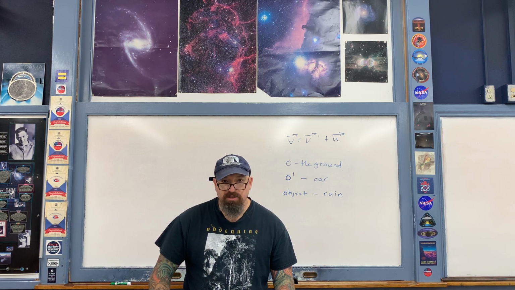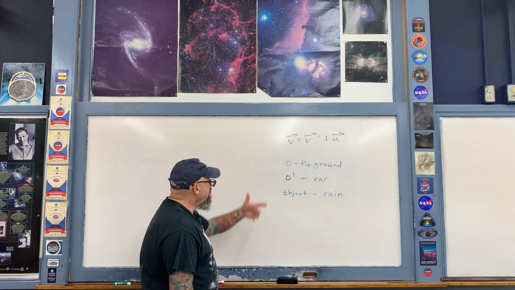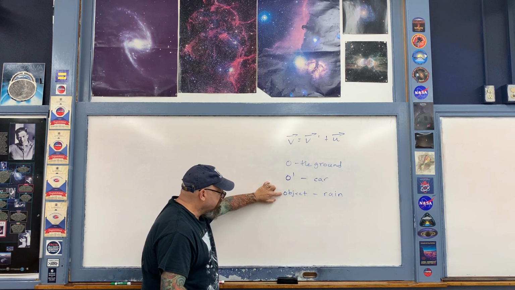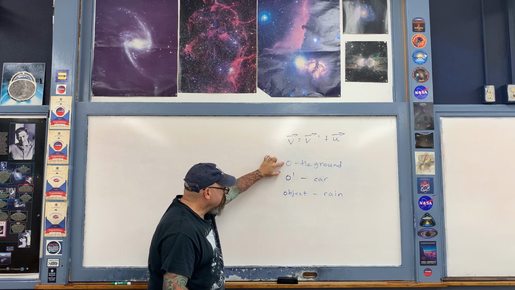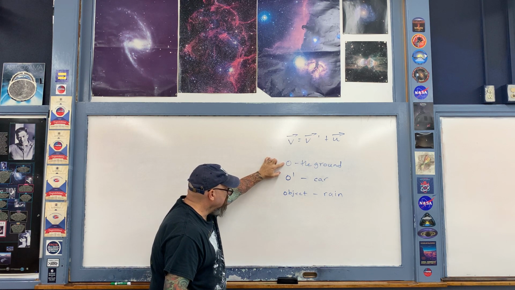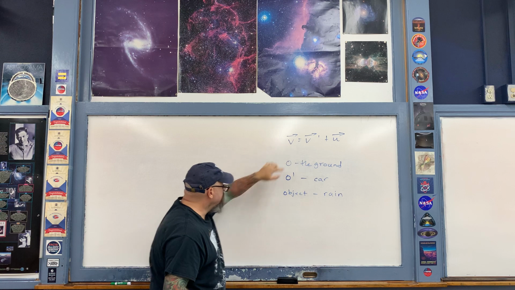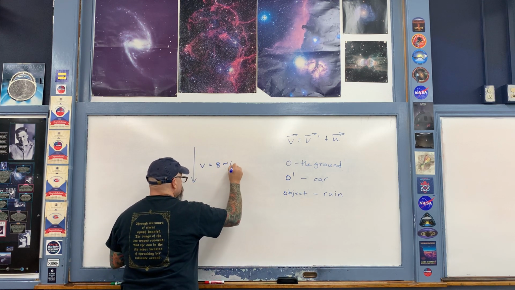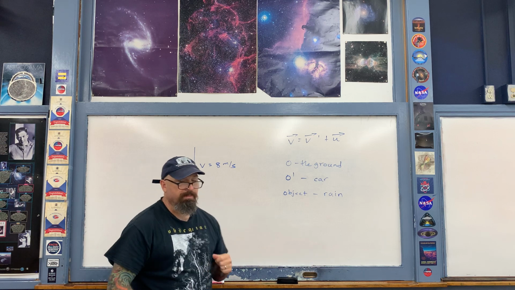Okay, and then it says that the rain is falling vertically as seen by a stationary observer with a constant speed of 8 meters per second. That's describing the magnitude, once again, of one of the vectors. It is describing the speed of the rain, the object, with respect to the stationary reference frame O. So it's describing the magnitude of V. The V vector points straight down like so, with a magnitude of 8 meters per second.